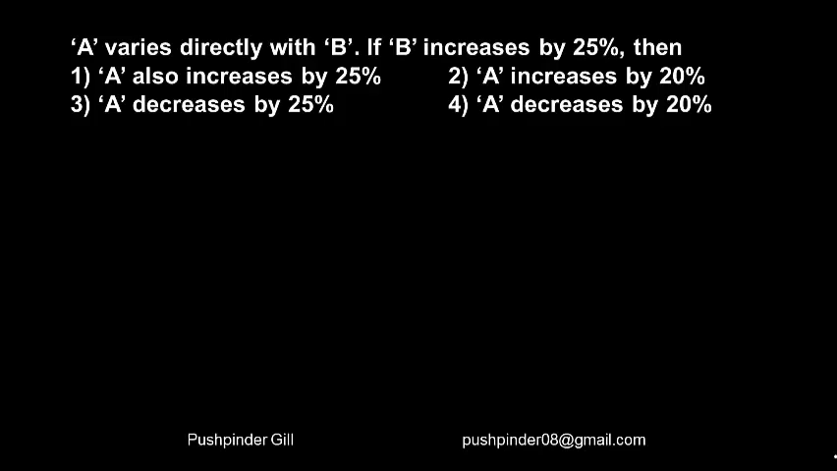Now this is a very typical question in terms of A and B, and you can get this question in terms of time, speed, distance as well, and all that different forms as well. Now A varies directly with B. If B increases by 25%, then what will happen to A? Now you see A varies directly with B, right? That means A upon B is a constant. Now if A upon B is a constant, now B is increasing by 25%.